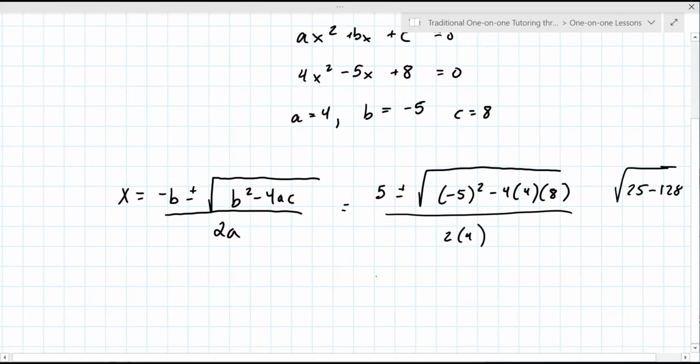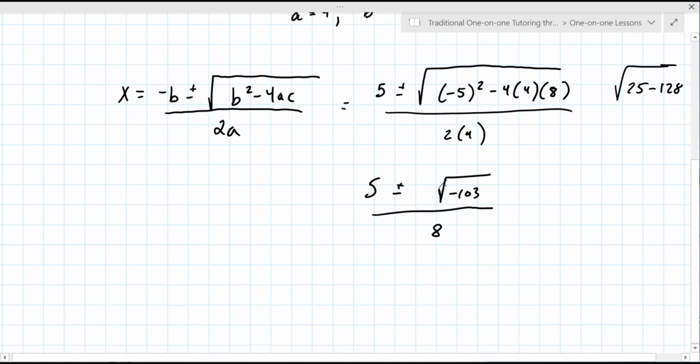So this ends up being 5 plus or minus the square root of minus 103 over 8. And if you recall, whenever there's a negative inside the root, that means there's going to be an I. So you go 5 plus or minus I square root 103 over 8. And it looks like that corresponds to the third answer there.